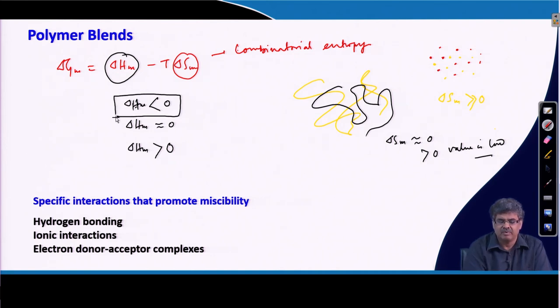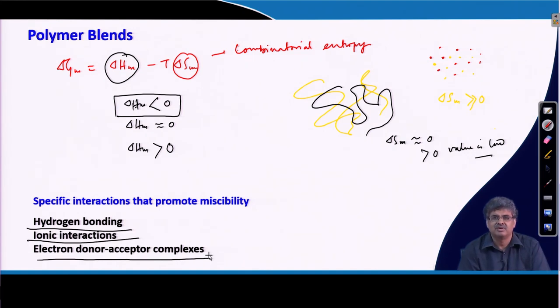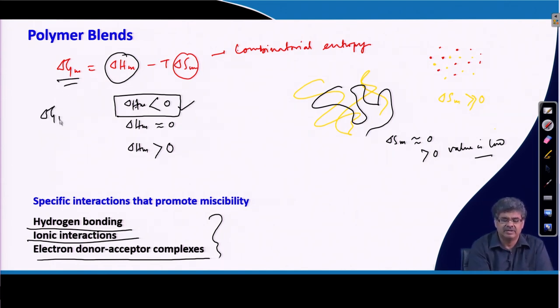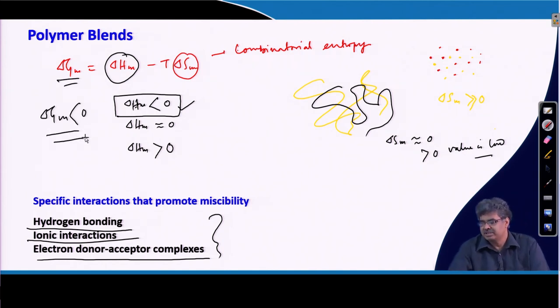So, for two polymers to become miscible with each other, we should have delta H mixing less than 0, which happens if there is strong interpolymer attractive interaction between those two polymer chains. That happens if we have hydrogen bonding between polymer chains, ionic interactions, or electron donor-acceptor complex formation between polymer chains. If these things happen, then there is strong attractive interaction between polymer chains, and that helps the value of delta H become negative. As a result, delta G becomes negative and the polymers become miscible with each other.